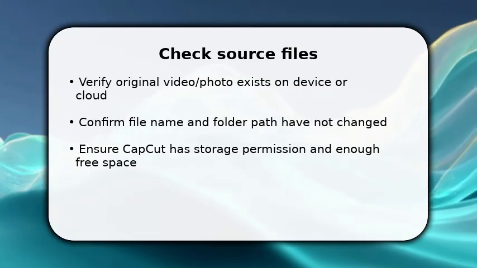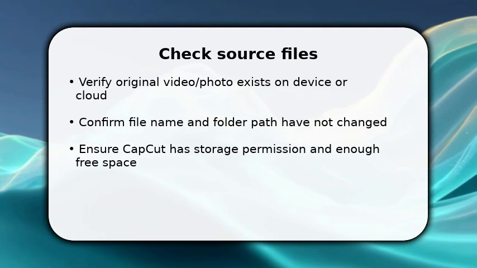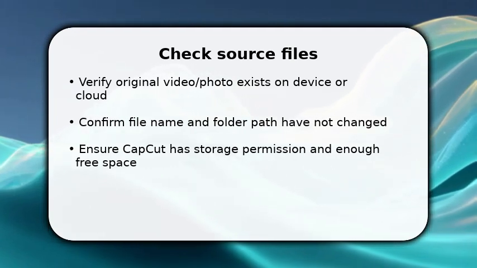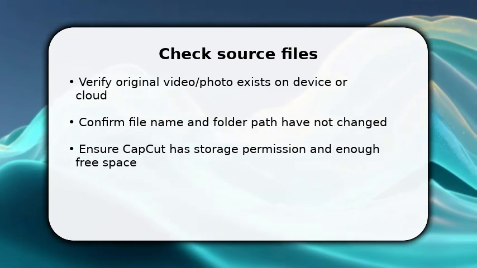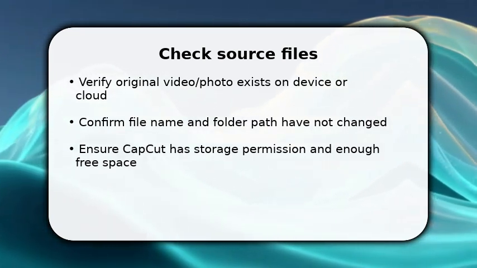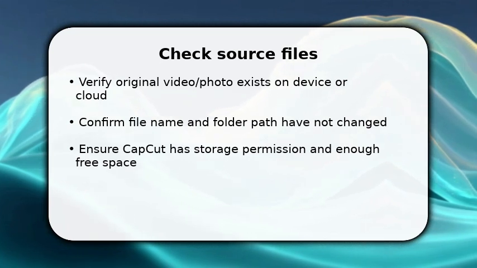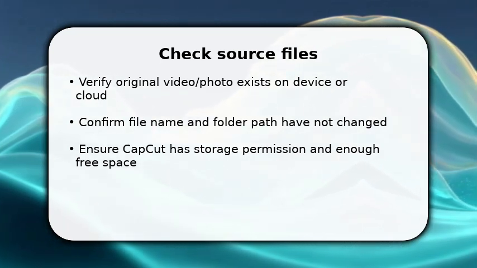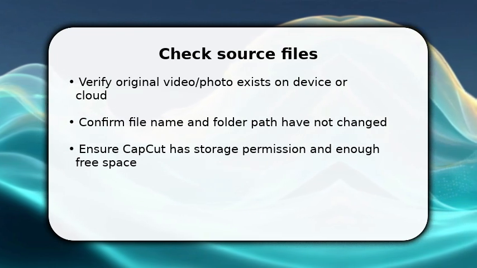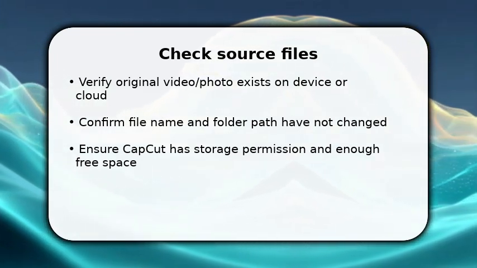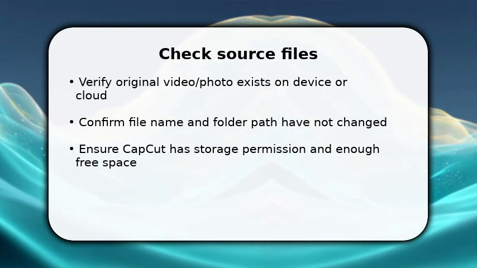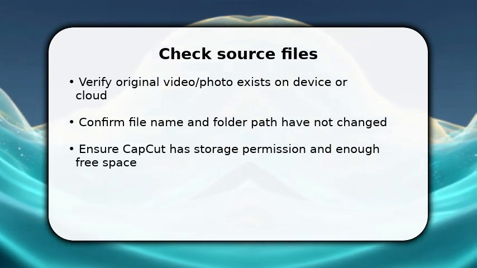You start by confirming the source files are intact. Open your gallery or file manager and locate the exact clip or image. Don't assume it's still where the project expects. If the file moved or was renamed, CapCut will show media not found. Once located, note the folder path and file name so you can restore or relink it. Also check app permissions and available storage so CapCut can access and write to that location without interruption.